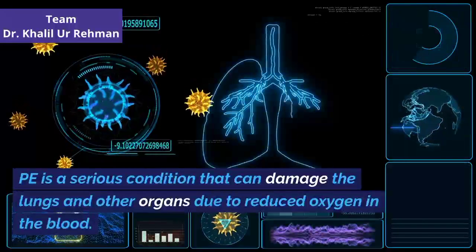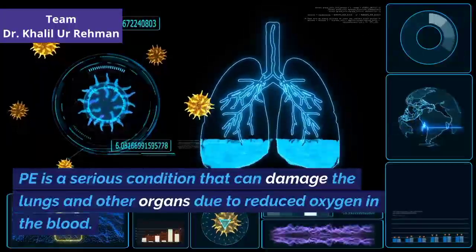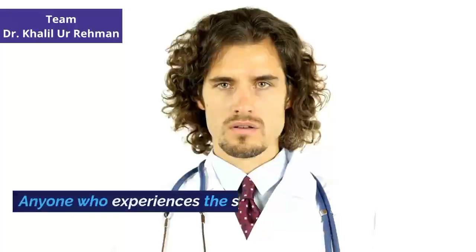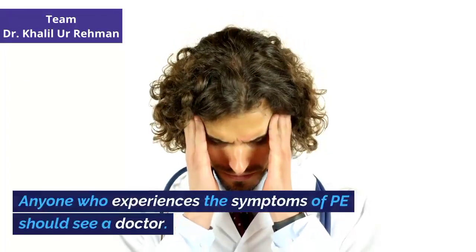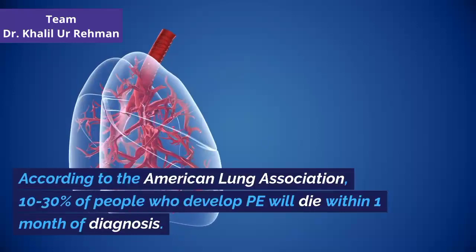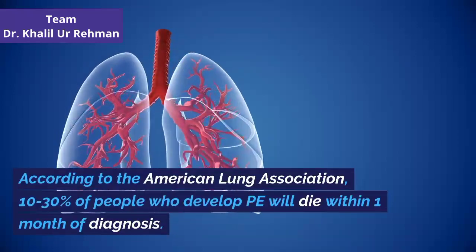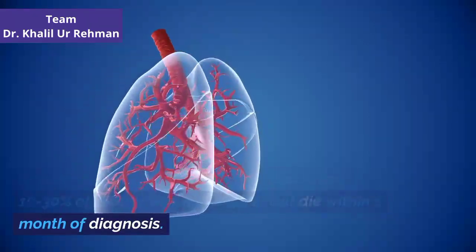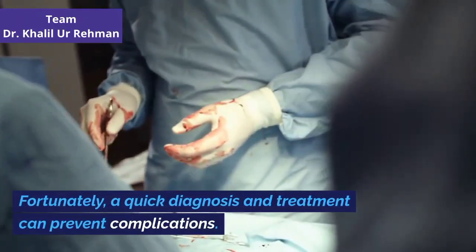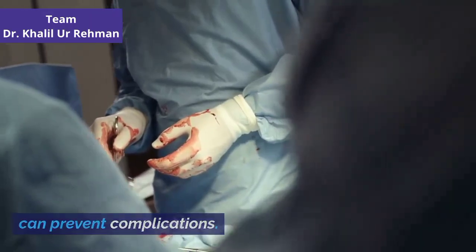PE is a serious condition that can damage the lungs and other organs due to reduced oxygen in the blood. Anyone who experiences the symptoms of PE should see a doctor. According to the American Lung Association, 10–30% of people who develop PE will die within 1 month of diagnosis. Fortunately, a quick diagnosis and treatment can prevent complications.